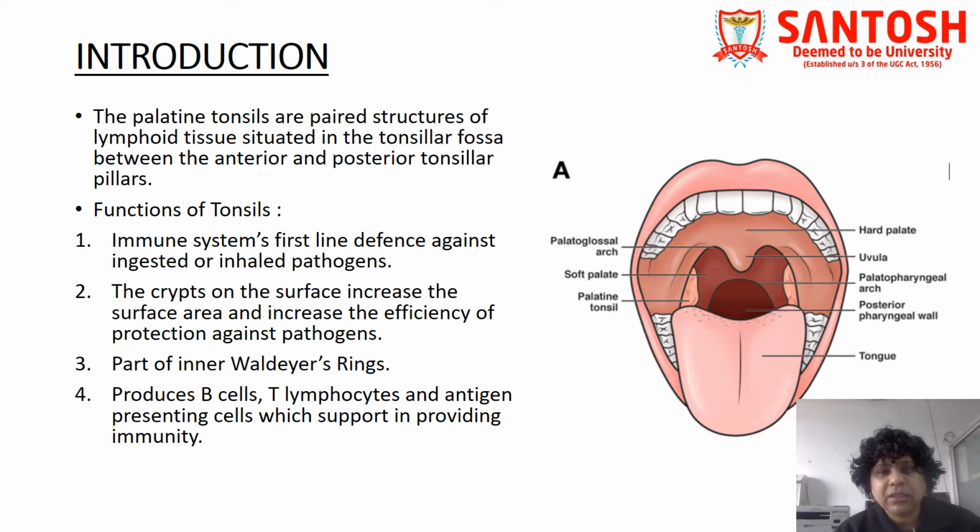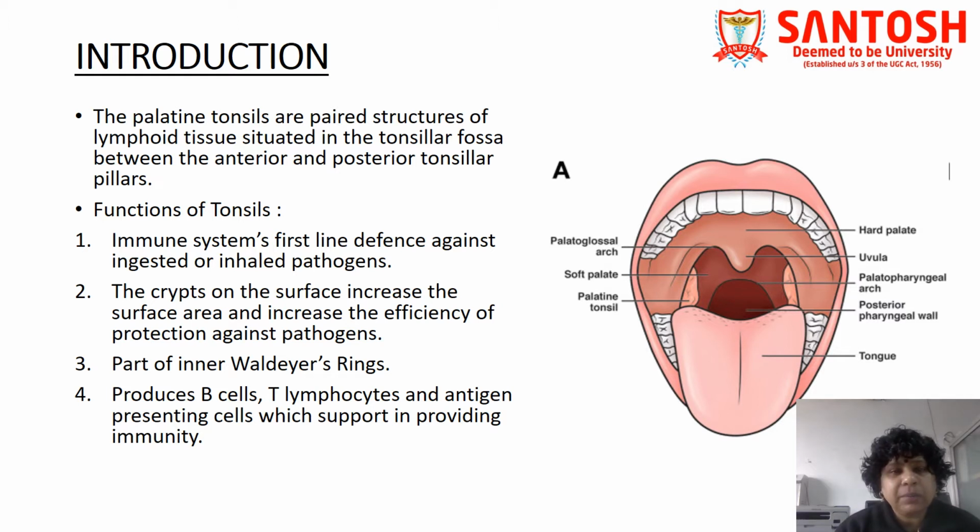Now, what are the functions of tonsil? It is actually the immune system's first line of defense against ingested or inhaled pathogens. You see, when we go out in the atmosphere we get lots of pathogens which attack our body through the mouth, so it protects us against them. These are the first line of defense.